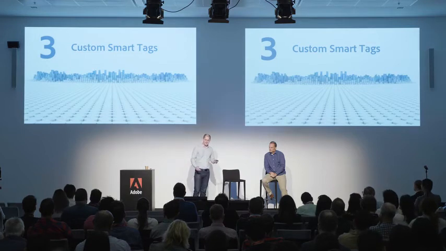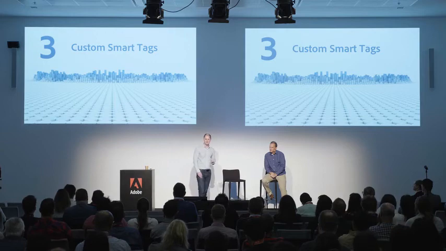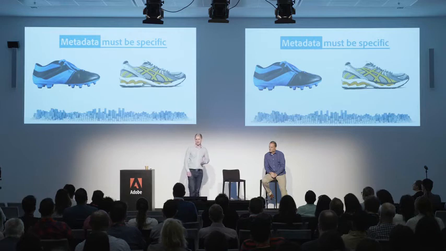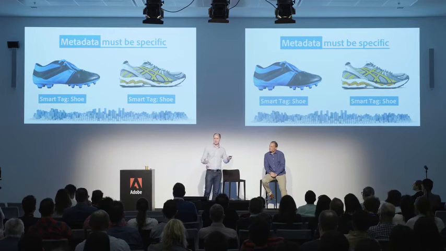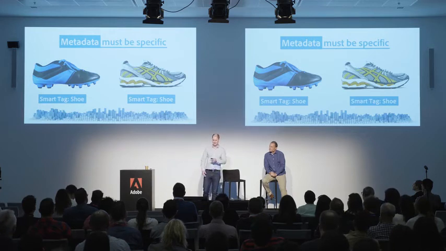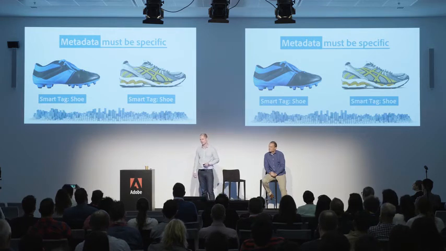So again, moving on with the metadata theme, custom smart tags. For those of you that have been around Adobe Experience Manager in the past, you'll know that we've had smart tags for some time. Smart tags are awesome. In fact, they're using Adobe Sensei to do this. For example, in this case, we've got two assets. They're pictures of shoes. We can use Sensei to automatically tag those assets, the fact that they are shoes, among other things. It might recognize the colors, for example, in these images.